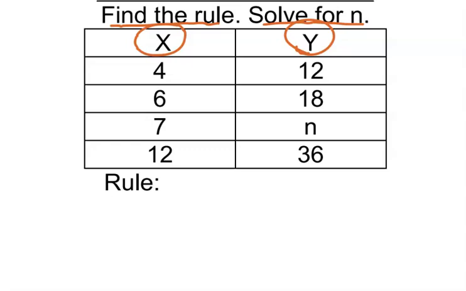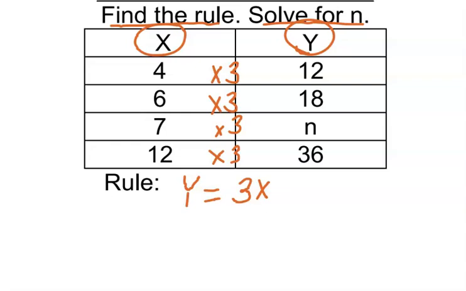Because if you do 4 times 3, that's going to give you 12. 6 times 3 is 18. 12 times 3 is 36. So to solve for n, we would just do the 7 times 3. So first, let's write the rule. The rule is y is going to be whatever x is times 3. So I'm just going to put 3x. So whatever x is, multiply by 3, that's what y is going to be.